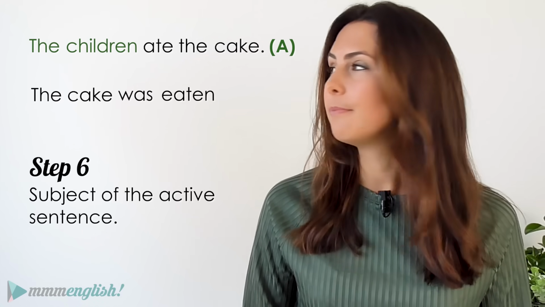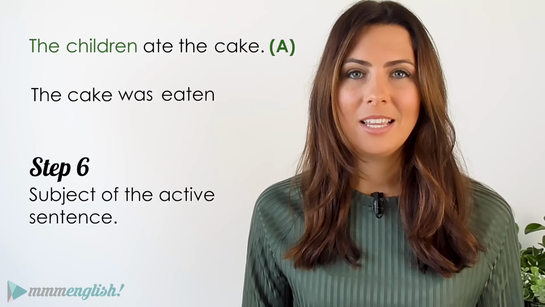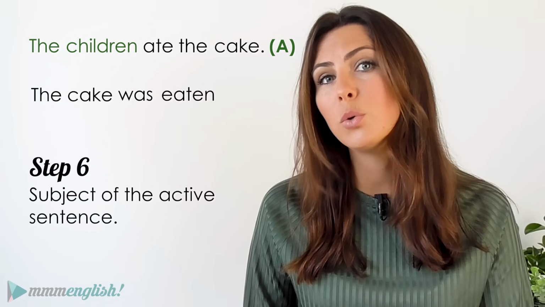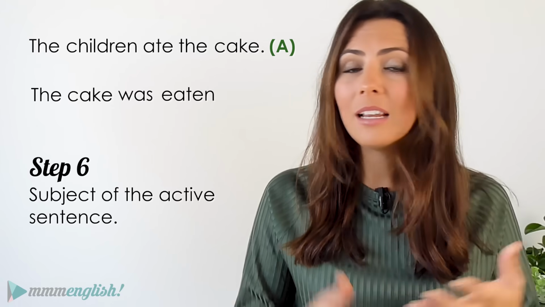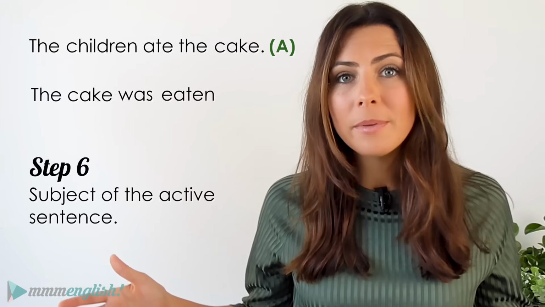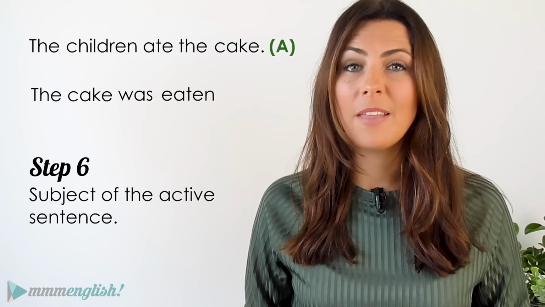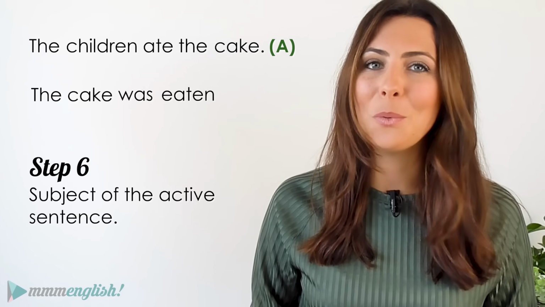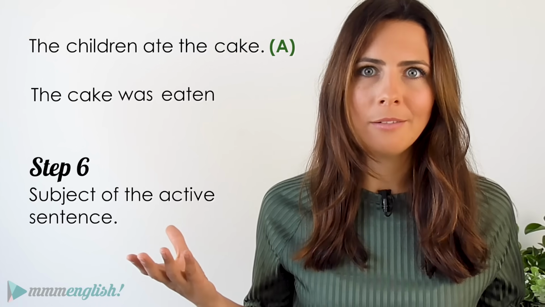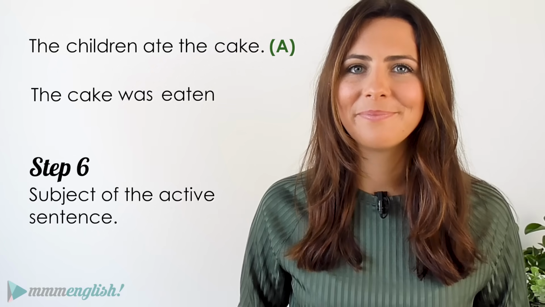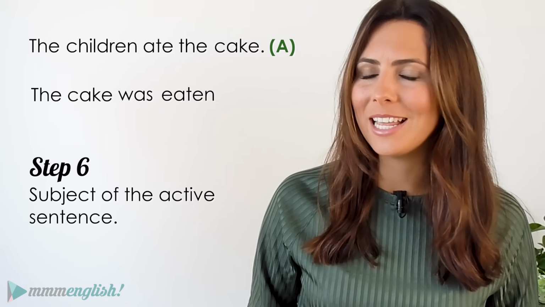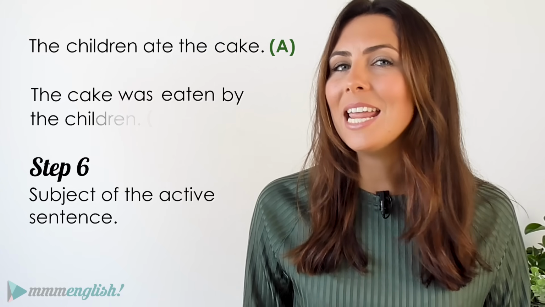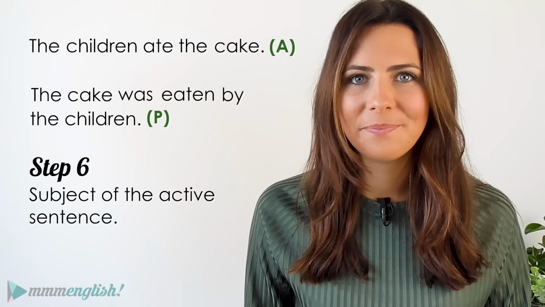Now, the last step, step 6, you need to decide what to do with the subject of your active sentence, the children. In the passive voice, you don't have to include the thing that is doing the action. You can completely remove the former subject from your sentence. And that's helpful if you don't know who ate the cake, or you don't want to say who it was, or you don't care, maybe it's not important. But you can add it to the end of your sentence with the word by. The cake was eaten by the children.